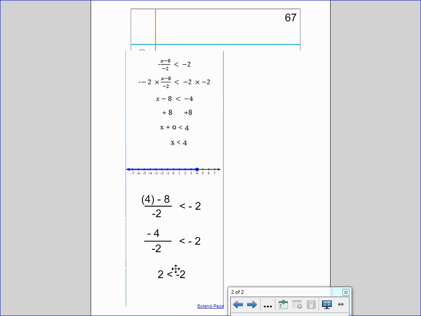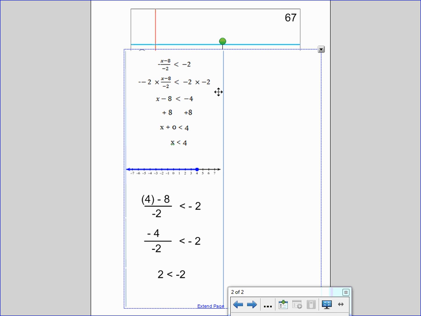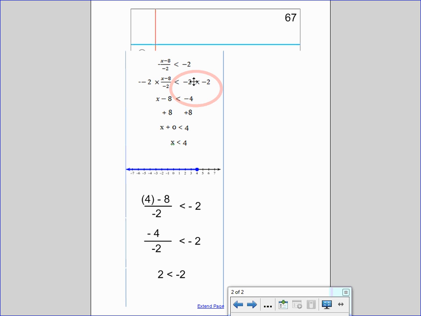Okay, if the numbers on opposite sides are different, it means you've made a mistake. Okay, where was the mistake here? It's right there. Okay, negative 2 times negative 2 is not negative 4, it's positive 4. So whoever did this one simply made a mistake, have to go back and start over again.